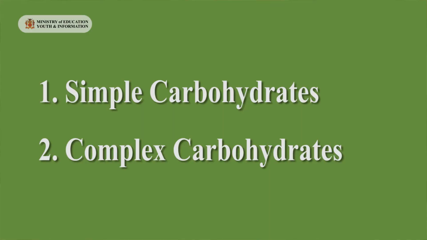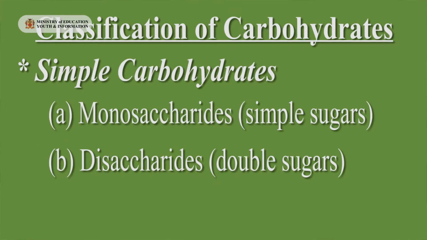Carbohydrates are classified in 2 categories. 1. Simple carbohydrates. 2. Complex carbohydrates. Simple carbohydrates. This category contains monosaccharides, known as simple sugars, and disaccharides, known as double sugars.